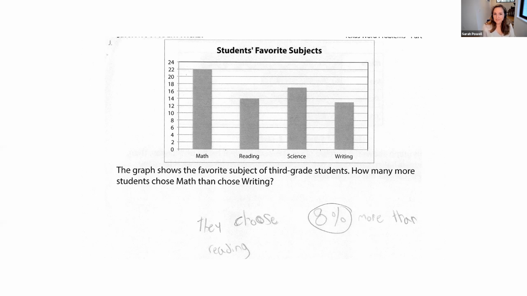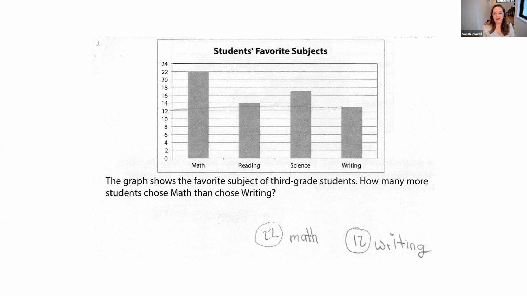This student did some comparison and then knows about percentages, which is really interesting at 3rd grade. And they chose 8% more than reading. So here you can see that they're not focused on math and writing, but probably math and reading. This student repeated information from the problem, and like several of our students today, that understanding that 13 students chose writing was very difficult for some of our students.